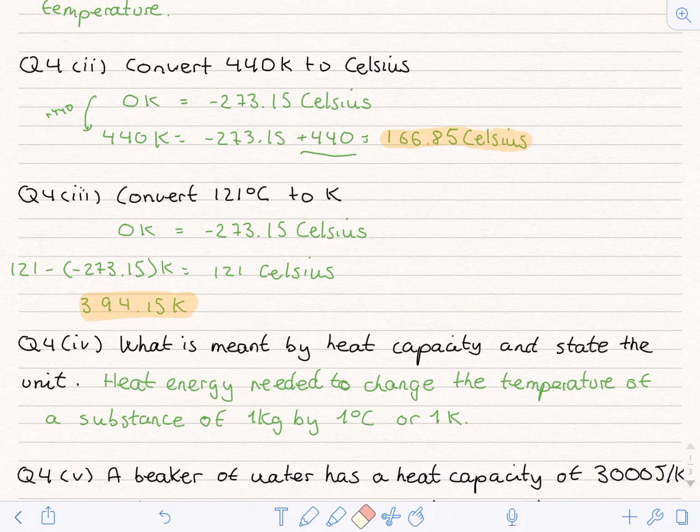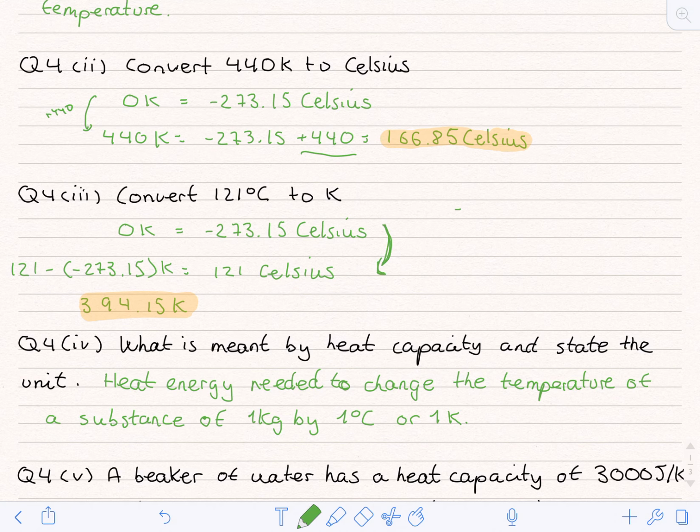Then question 3, we have the opposite. Now we're given Celsius and we have to convert it into Kelvin. How do we do this? Well, it's a bit more tricky. Well, it's not tricky, you just have to get your head around it. We just write down the exact same, but here we just have to calculate the difference. So how do we get from minus 273.15 Celsius to 121? We just have to calculate the difference from going from here to here.